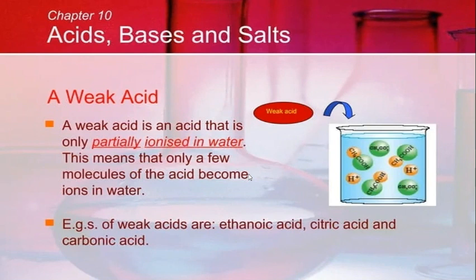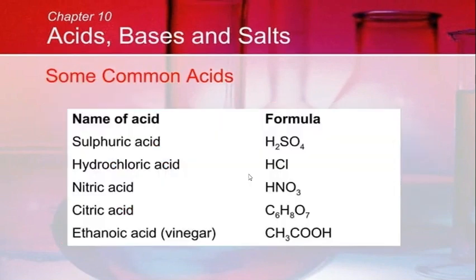So, what is the definition of a weak acid now? A weak acid is an acid that is only partially ionized in water. You can see the difference in the container on the right hand side. This means that only a few molecules of acid become ions in the water. In the case of a strong acid, a lot of molecules become ions in the water. Examples of weak acids are ethanoic acid, citric acid, and carbonic acid.